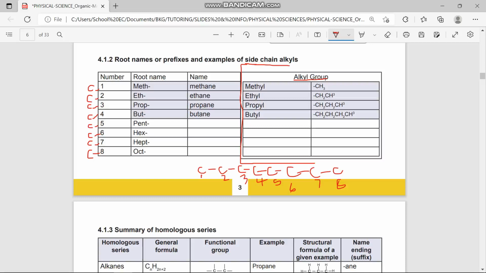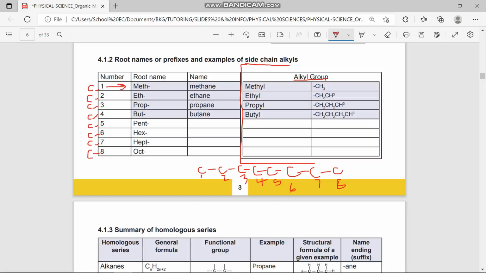So, the other thing that I should let you know in root naming is, let's go to root names and an example of the names of the compounds. So, number one, we have meth. One means meth, you know.